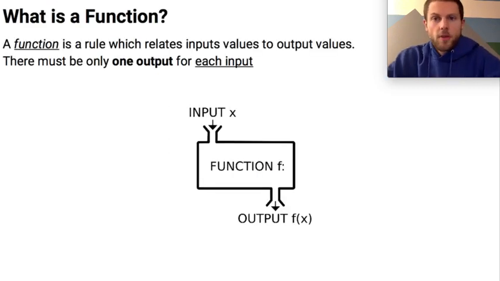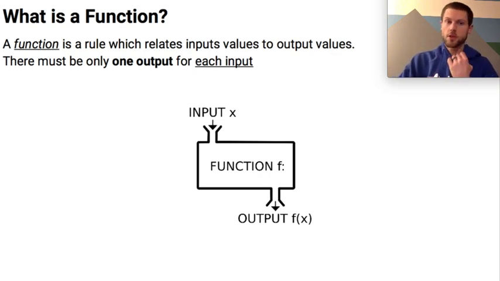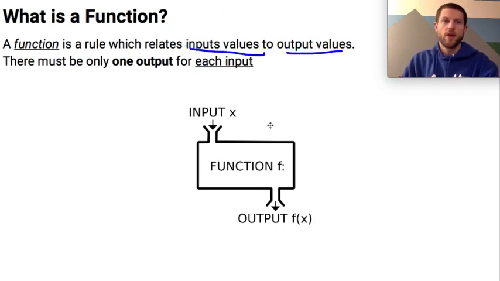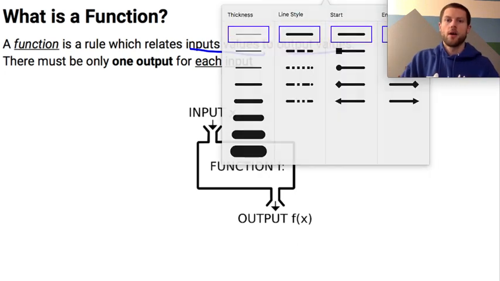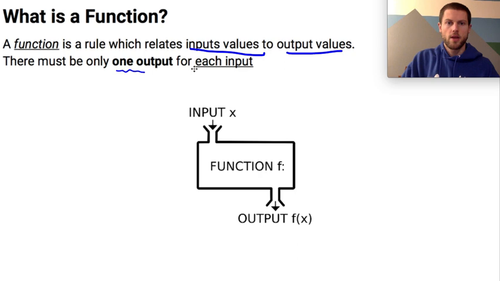Well, let's start off by talking about what is a function. A function is called a rule which relates an input to output values, or I should say relates input values to output values. There must be only one output for each input. And this is really important, and this is kind of at the core of what a function is.